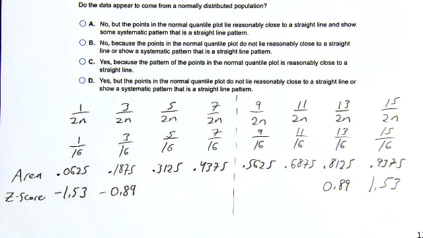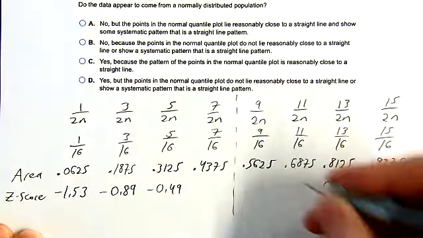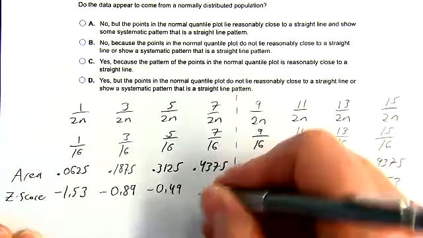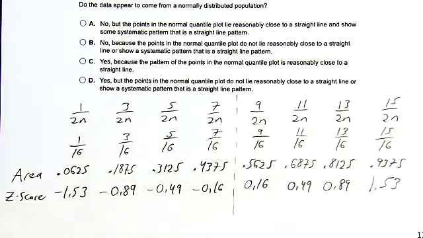Okay, if you look up the rest of these areas on your z-chart, you will get negative 0.49, which makes this one positive 0.49. And you'll get negative 0.16, and this is therefore positive 0.16.